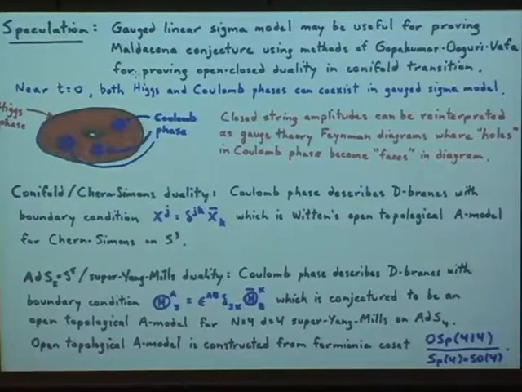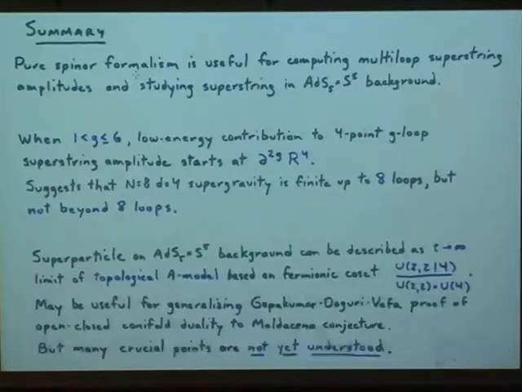Okay, so let me just summarize. What I've argued is that the pure spinor formalism is useful for computing multi-loop superstring amplitudes and also for studying the superstring in AdS5 times S5. And I presented two recent applications. So when g is greater than 1 and less than or equal to 6, I've argued that the low energy contribution to superstring amplitudes starts at just d^(2g) R^4 for the g-loop amplitude.